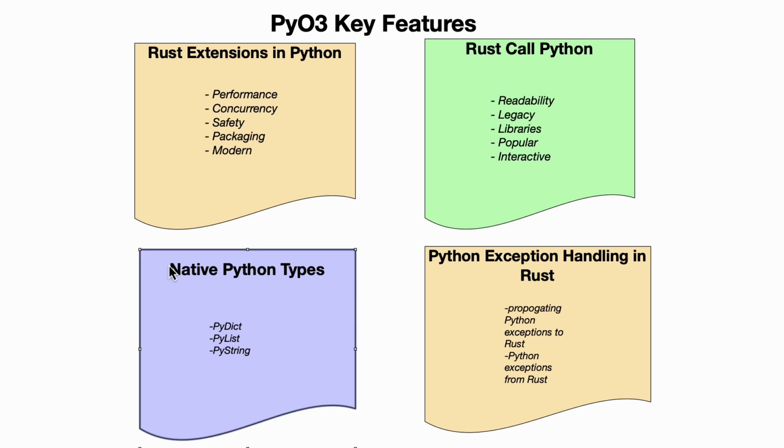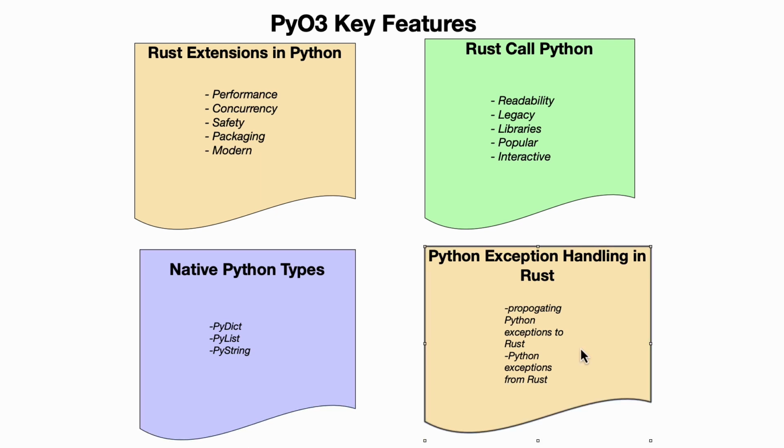And in the case of native types, you can use PyDict, PyList, PyString, right? So it's really just a wrapper around exactly what you're comfortable with already in Python, and you can use them as native Rust types. And this is a way to provide a seamless way of converting the data between Rust and Python. So really, you're going to be right at home.